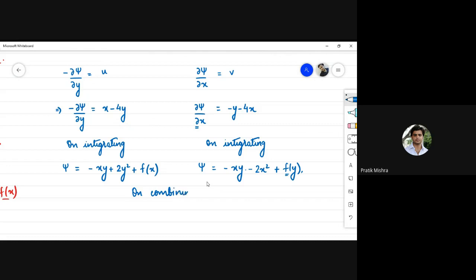On combining these two expressions you are going to have a final expression of psi, that is जो कॉमन है सबसे पहले हम उनको लिख लेंगे. Minus xy is common, minus xy is written, then nothing is common I suppose, so we'll write the rest of the terms, that is plus 2y square minus 2x square. So this will be a final expression of stream function from two different velocity components. ठीक, so hopefully all the questions are clear with you.